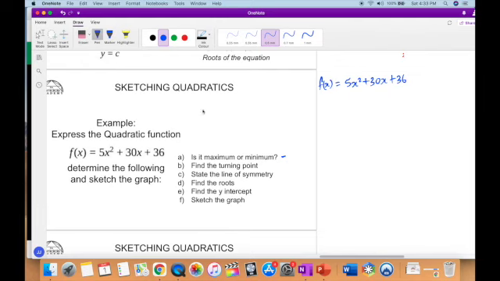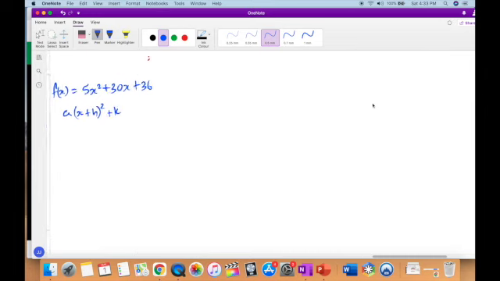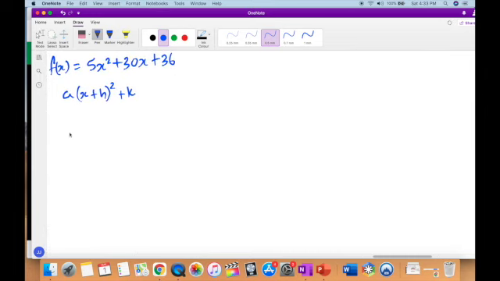That's a minimum, yes, because a is positive, right? So the first thing I'll do is put it in the form a into (x plus h) squared plus k. What is h? The formula for h is b over 2a. And the formula for k is 4ac minus b squared over 4a. Alright, so now I'll just find my h and my k real quick.